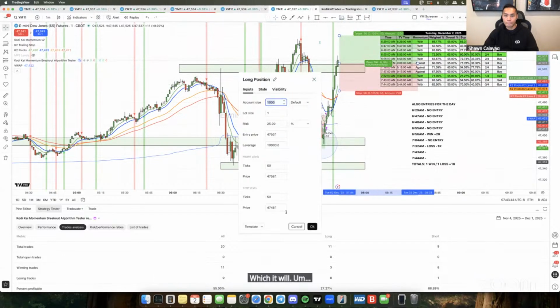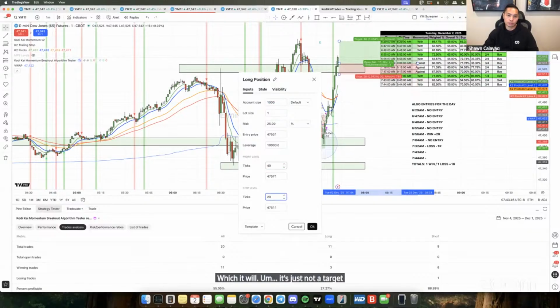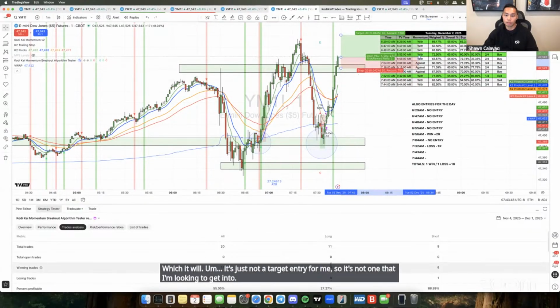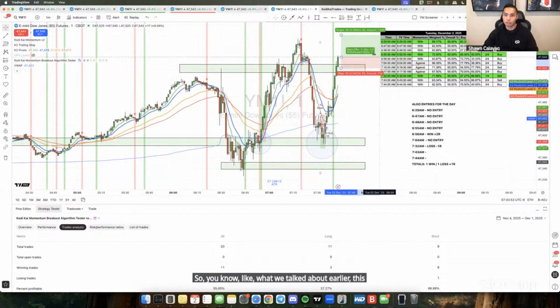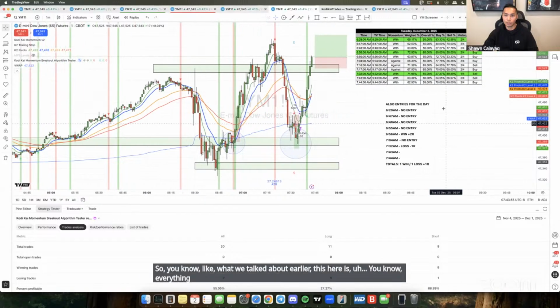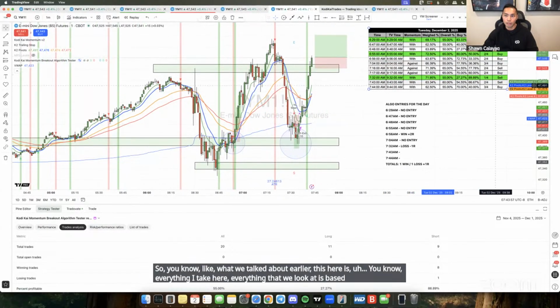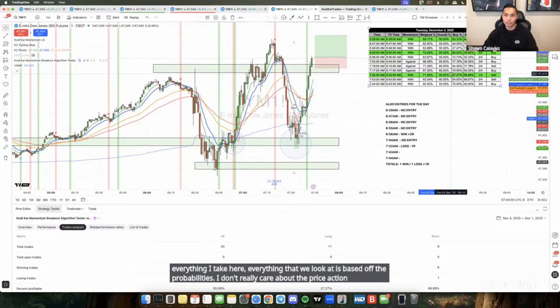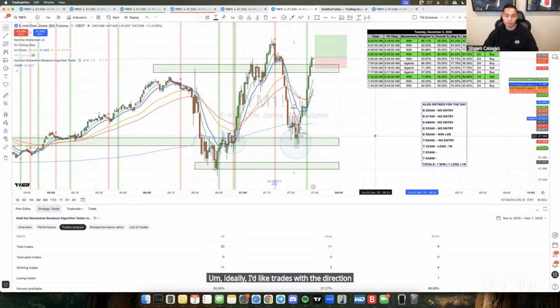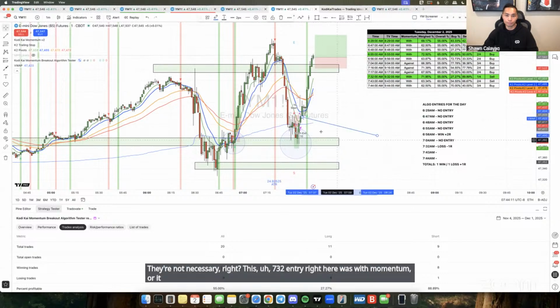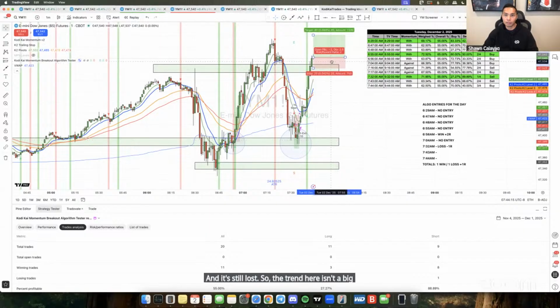It's just not a target entry for me, so it's not one that I'm looking to get into. Like what we talked about earlier, everything I take, everything that we look at, is based off the probabilities. I don't really care about the price action. I don't care about the technicals very much. Ideally, I'd like trades with directional momentum, of course, but they're not necessary, right? This 732 entry right here was with momentum, or it was with the trend, and it still lost. So the trend here isn't a big factor for me.